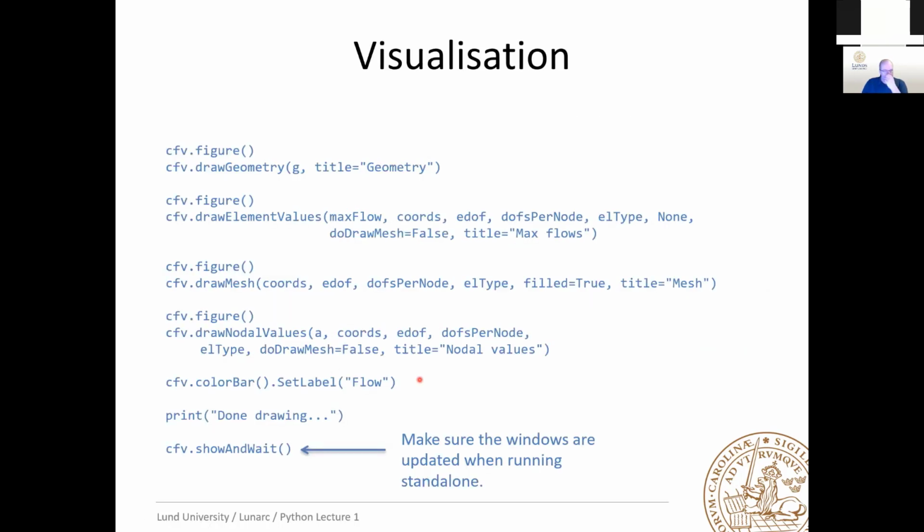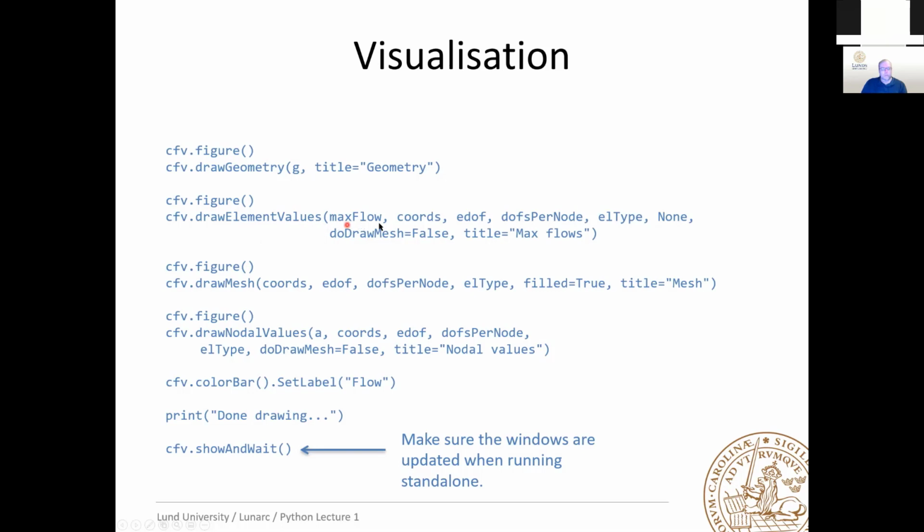Then we can do some visualization here as well. So draw geometry J, draw element values. I just realized now that we are using somewhat old syntax. There is new syntax here where it's called draw underscore element values underscore. But look at documentation and examples.